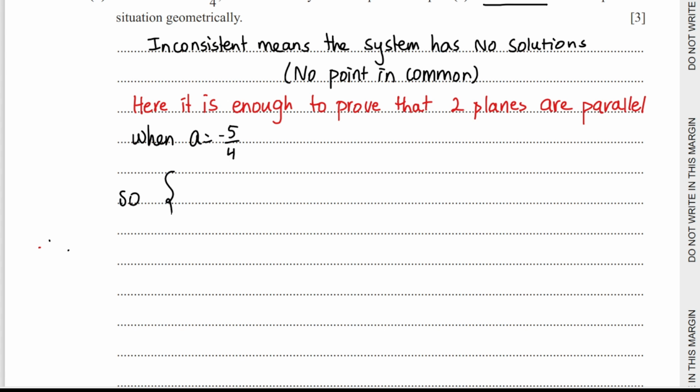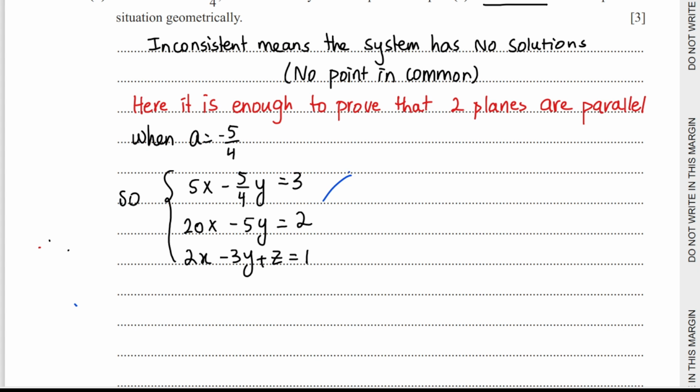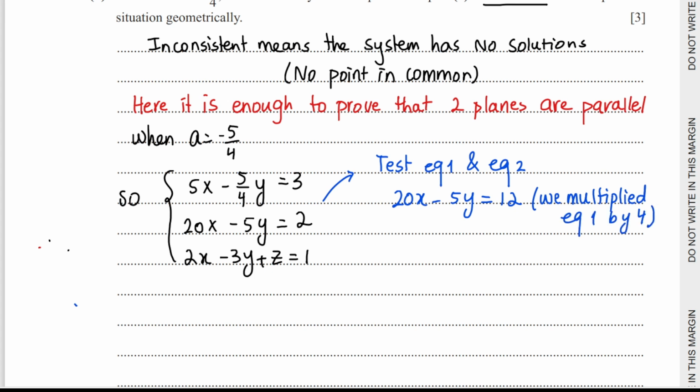Let's substitute a in the equations above. So 5x minus 5 over 4 y equals 3. 20x minus 5y equals 2. And 2x minus 3y plus z equals 1. Let's test equation 1 and equation 2. So 20x minus 5y equals 12. Here we multiplied equation 1 by 4. Equation 2 is 20x minus 5y equals 2. Multiply the second equation by minus 1.